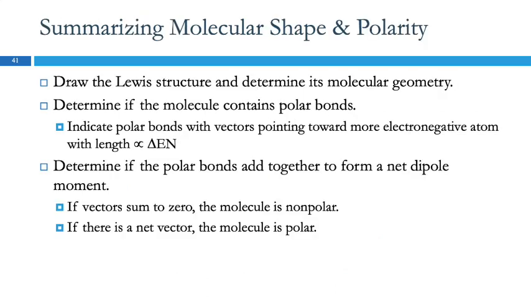So this is the way the book tells us to determine polarity. We have to start with the Lewis structure and determine the molecular geometry. We need the Lewis structure because we need to know how many electron groups and if there are any lone pairs. Then you need to identify if the molecule has any polar bonds. If all the bonds in the molecule are nonpolar, then it can't be a polar molecule, right?